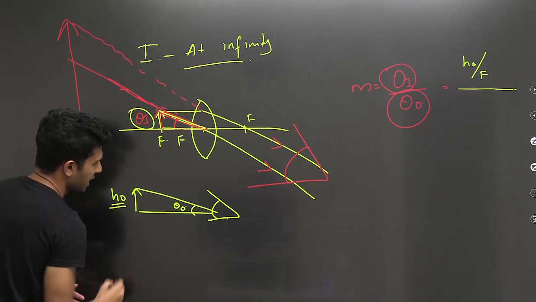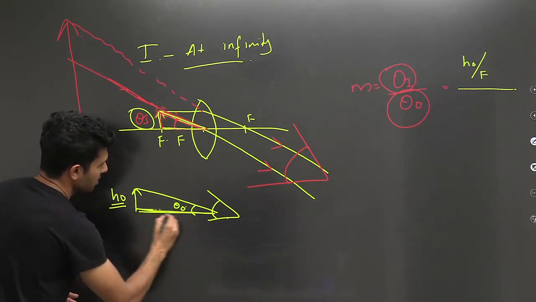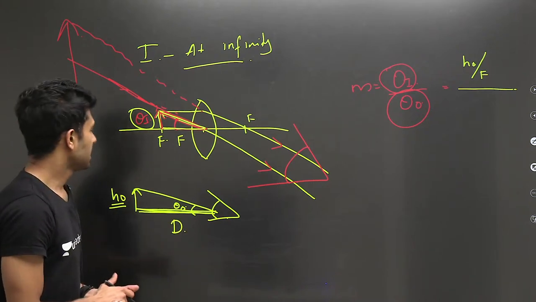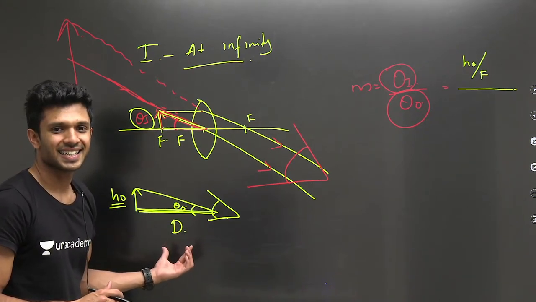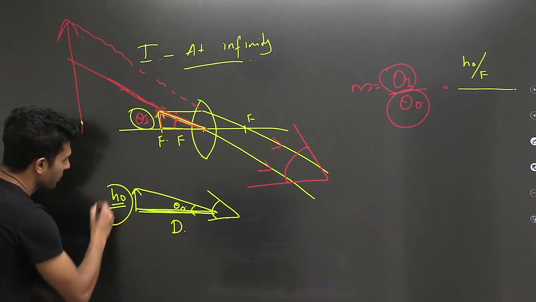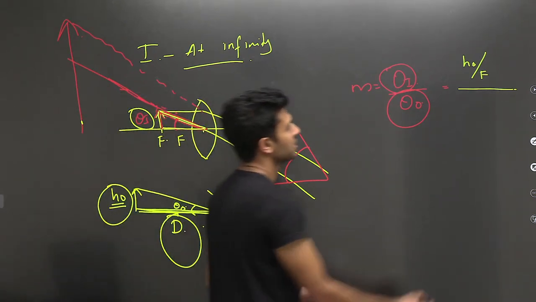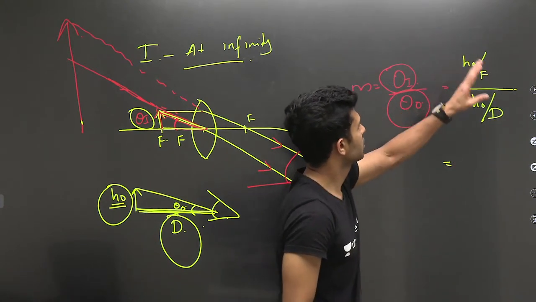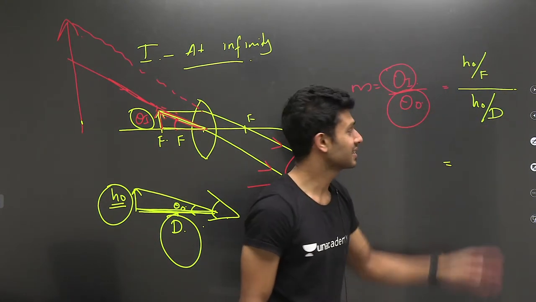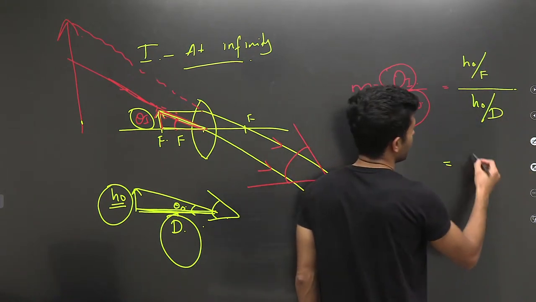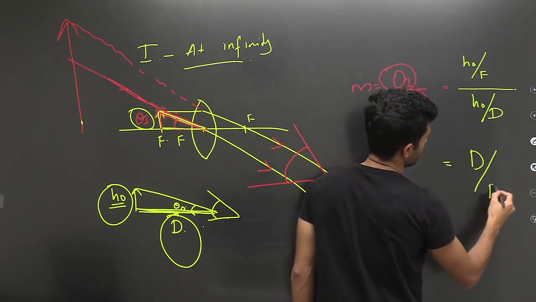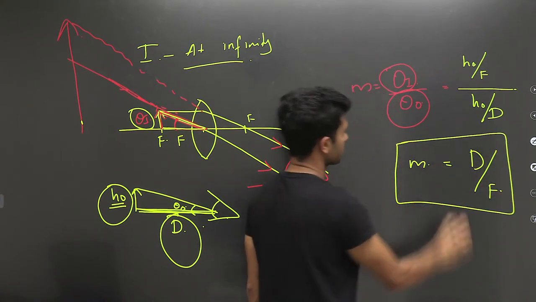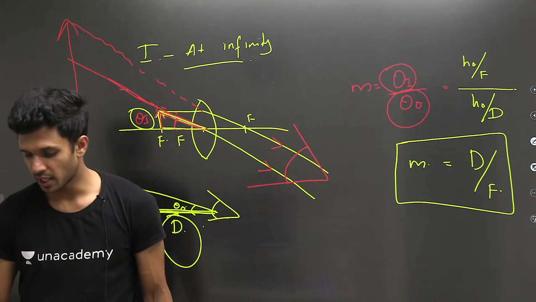This is the height of the object again. And what is the minimum distance we have to keep an object from the eye so that it can be seen distinctly? D, right? So the value of theta naught becomes h naught by D. Substitute it. h naught by D. Substituted h naught. This is one of the amazing things. I also like cancelling. h naught cancels. D by f, magnification. This is the formula for magnification.